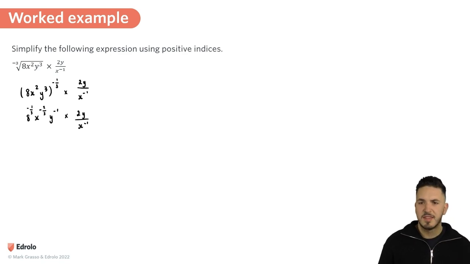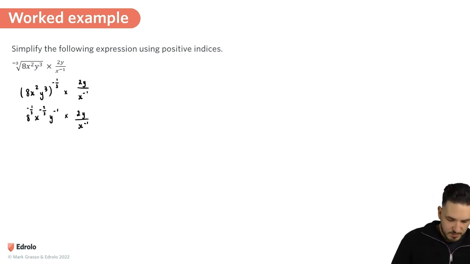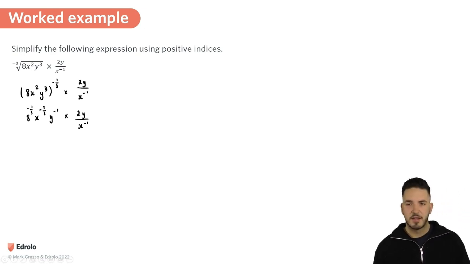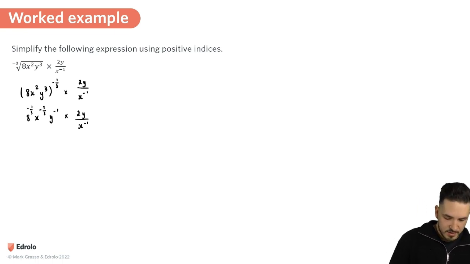So putting this all together with the negative index, we can rewrite these all using the positive index first, if you like. So all of the top line, all of that left-hand side, so the 8 to the power of negative 1 over 3, x to the power of negative 2 over 3, and y to the power of negative 1, we can write on the denominator of a fraction. So we go 1 divided by 8 to the power of 1 over 3, x to the power of 2 over 3, and y times 2y.